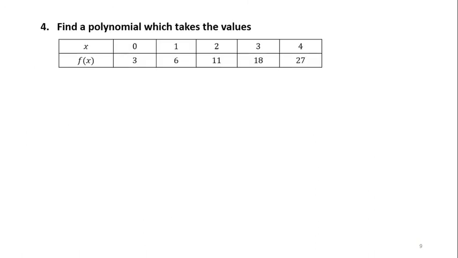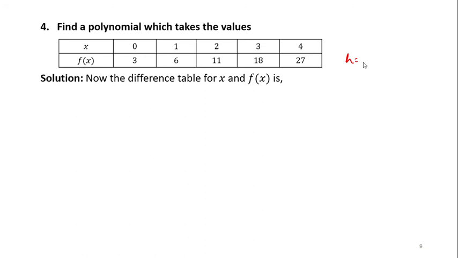Now, next problem. Find a polynomial which takes the values. Here, values of x are 0, 1, 2, 3 and 4. And the corresponding values of f of x are 3, 6, 11, 18 and 27 respectively. Now, solution. Here, first observe that the values of x are equally spaced by the value 1. That is 0 plus 1 is 1, 1 plus 1 is 2, 2 plus 1 is 3 and 3 plus 1 is 4. So here interval of difference or step length is equal to 1. That is h is equal to 1 here.